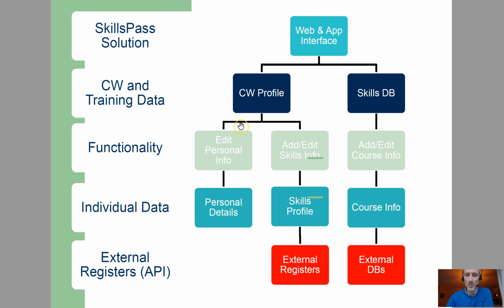The construction worker would build their profile about their personal information, their skills and skills profile as they build it up. They could pull in data from external registers, and then they would have their skills database so that they could build on and access course information, again from external sources or developed within the app. And that would point them to and seek to engage them in upskilling and recommend courses for them. So that was the concept.